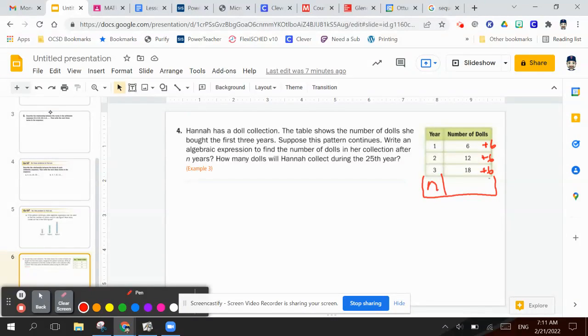So because we're adding 6, that means to find the number of dolls in n years is going to be 6 times whatever year it is. So again, that is my algebraic expression. Now, if we want to know how many dolls Hannah will collect during her 25th year, then I need to take 25, which is my n, and then multiply that by 6. 25 times 6 is 150 dolls.